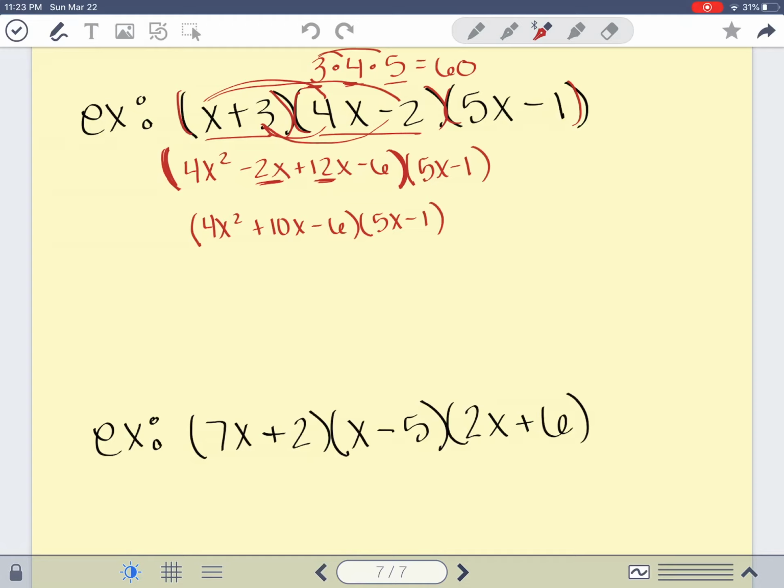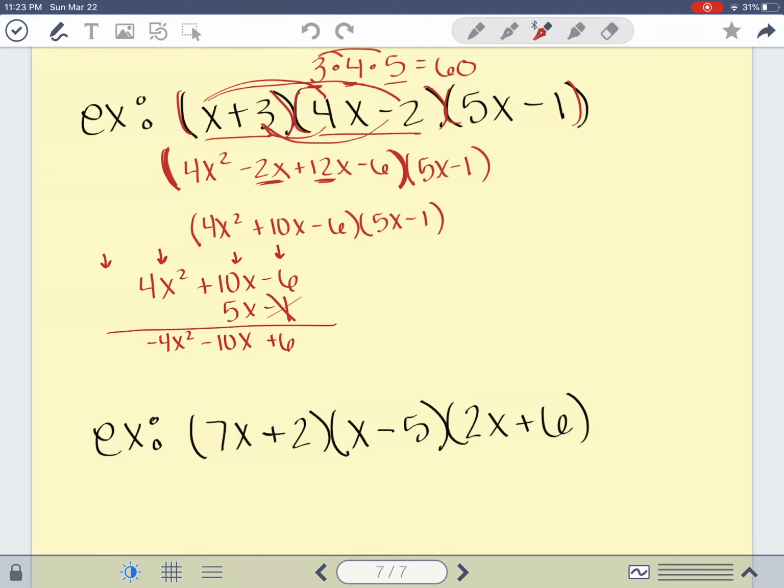Since I haven't done a whole lot showing you vertically, I'm going to do this one vertically. So I've got 4x squared plus 10x minus 6, and I'm multiplying that by 5x minus 1. I've got my constants, my single x, my x squared, and then I would do x cubed, and so forth. Negative 1 times negative 6 gives me a positive 6. Negative 1 times 10x, negative 10x. Negative 1 times 4x squared gives me a negative 4x squared. Done with that negative 1.